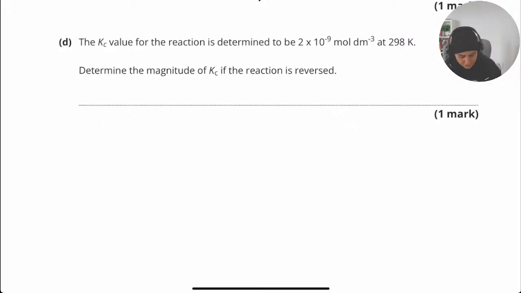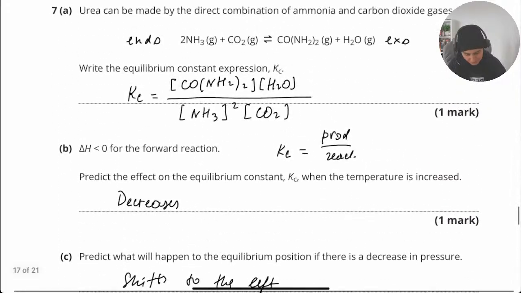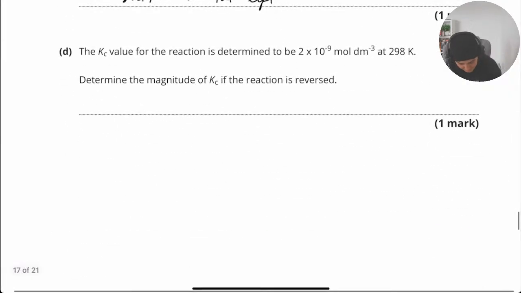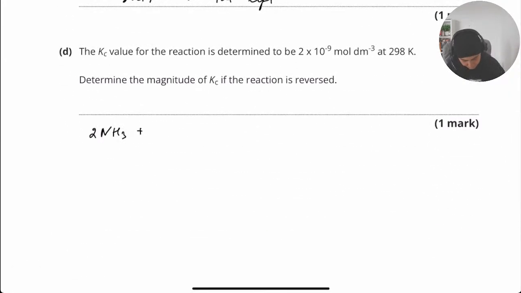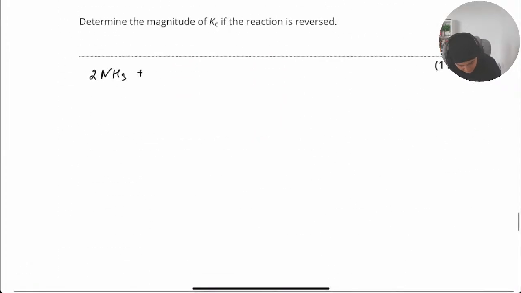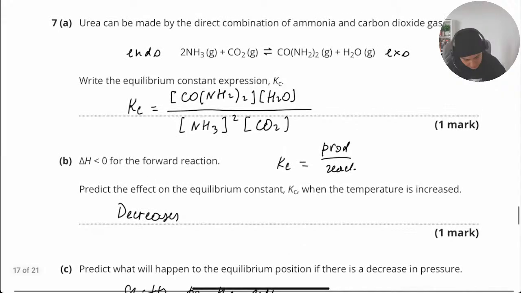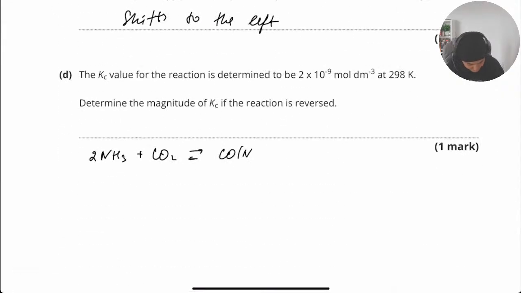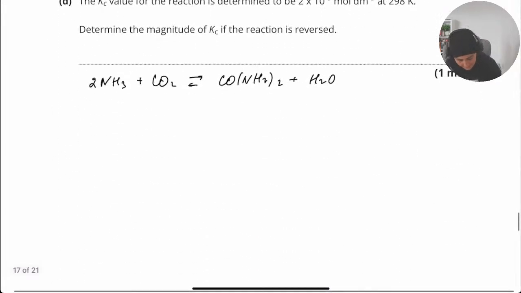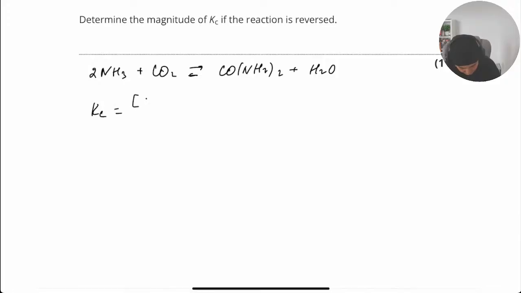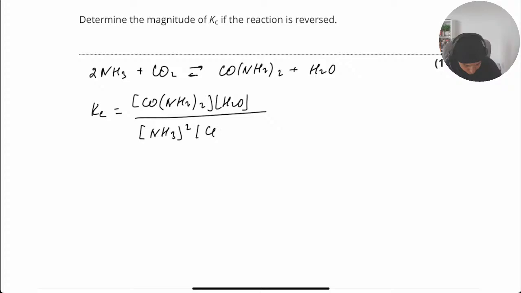Let's do it for this reaction. I'll rewrite it. So the reaction is 2NH3 plus CO2 reversibly goes to CONH2 plus H2O. So that's my forward reaction. And we know that Kc for this reaction is [CONH2] times [H2O] divided by [NH3] squared times [CO2]. So that's the Kc for the forward reaction.